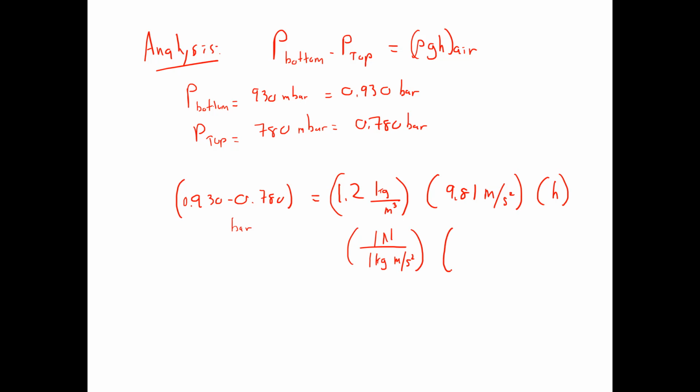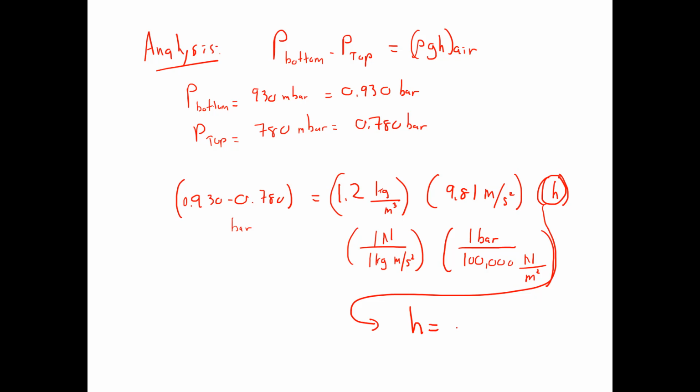And then again, 1 bar is equal to 100,000 newtons per meter squared. So if I go through the math, which I am not going to take time to work through every single piece of algebra, if I take this and solve for h, I would get that the height the climber went was 1,274 meters.